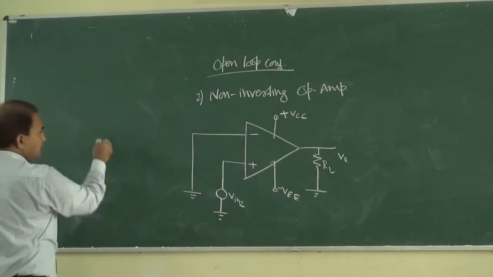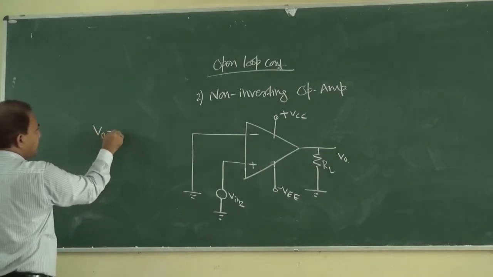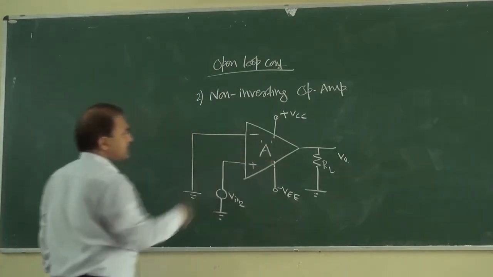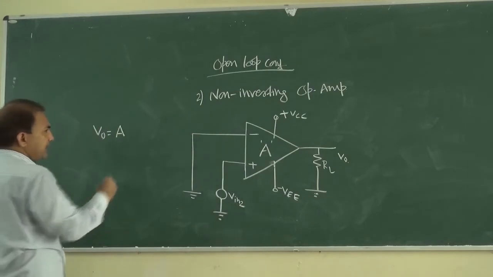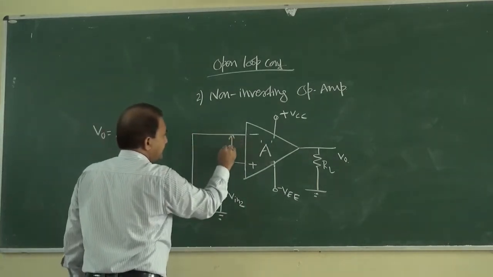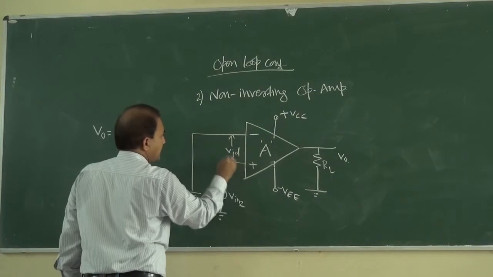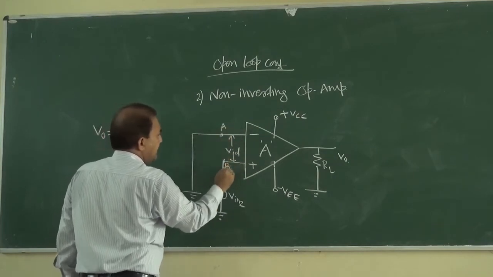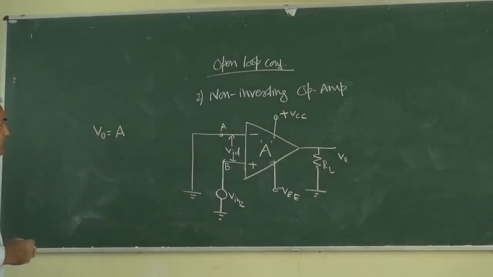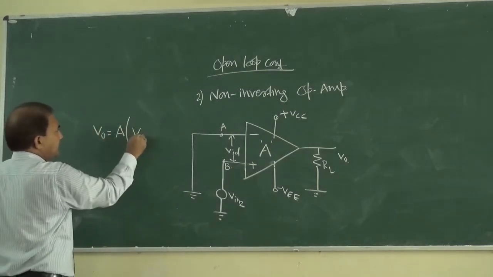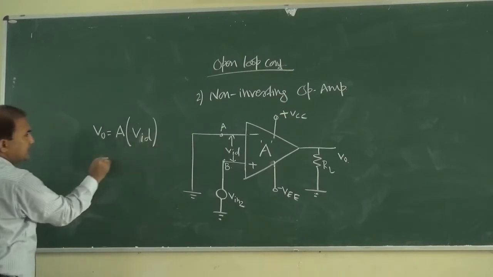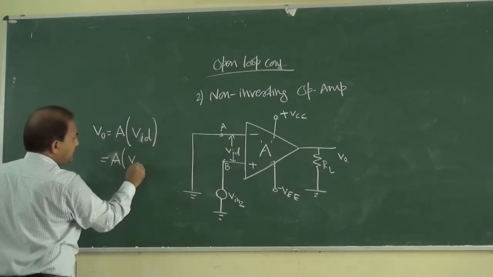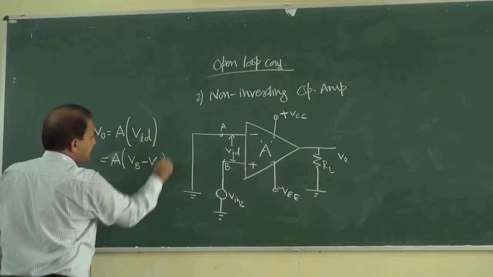In this case, V output is equal to A, where A is the gain of this operational amplifier IC741, times VID. This is VID. Suppose this point is A and this point is B. So VID is equal to A into VID, where VID is VB minus VA.